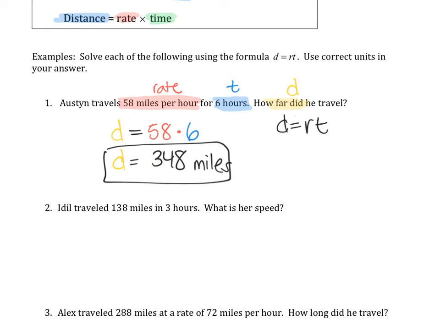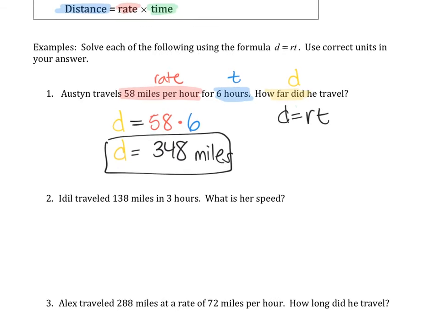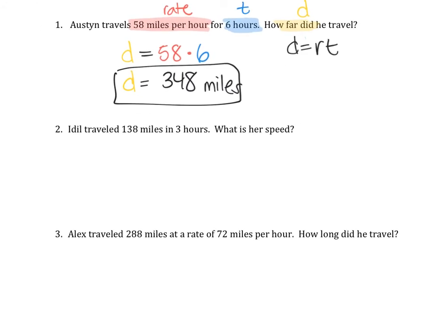In the next one, it says Idle traveled 138 miles in 3 hours. What is her speed? Okay, so again, let's label what we have. Well, 138 miles is a distance, so I know that that is D in my equation. 3 hours is a time, so I know that that is T in my equation. And what is her speed? I know that is a rate, so that is going to be my R in my equation.